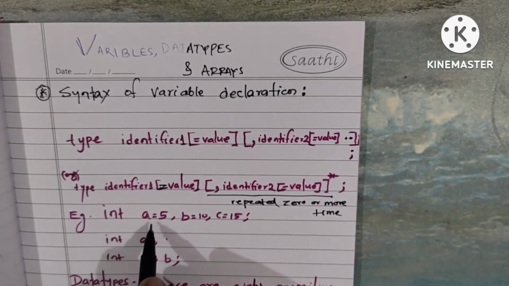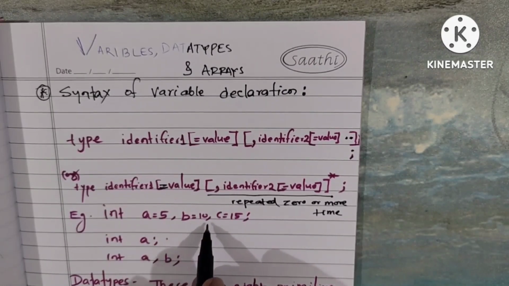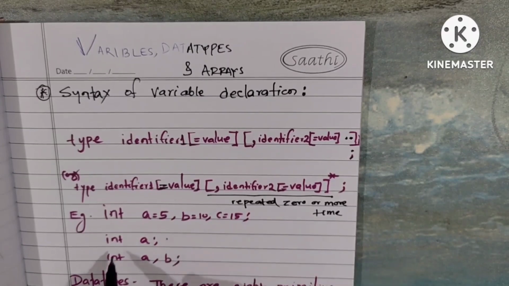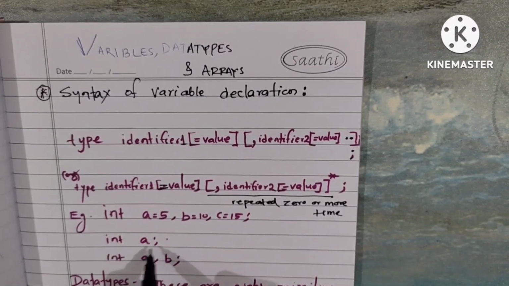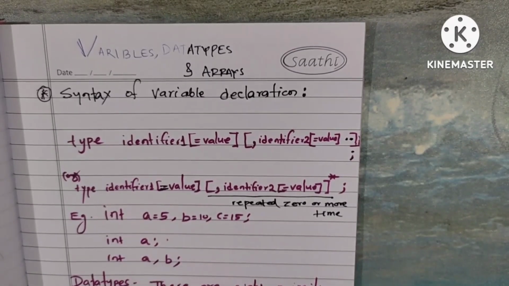An example: int a equal to 5, comma b equal to 10, c equal to 15. Another example: int a terminated with semicolon, int a comma b.